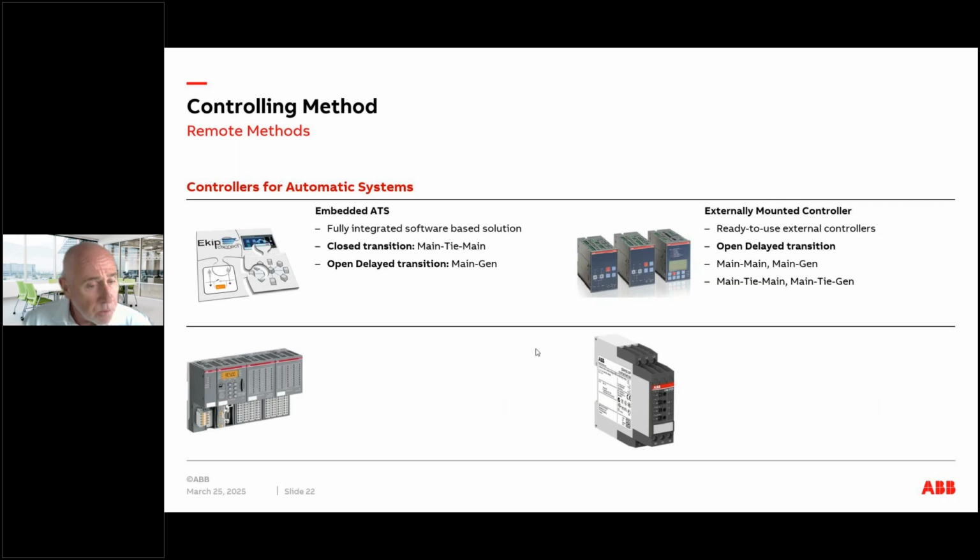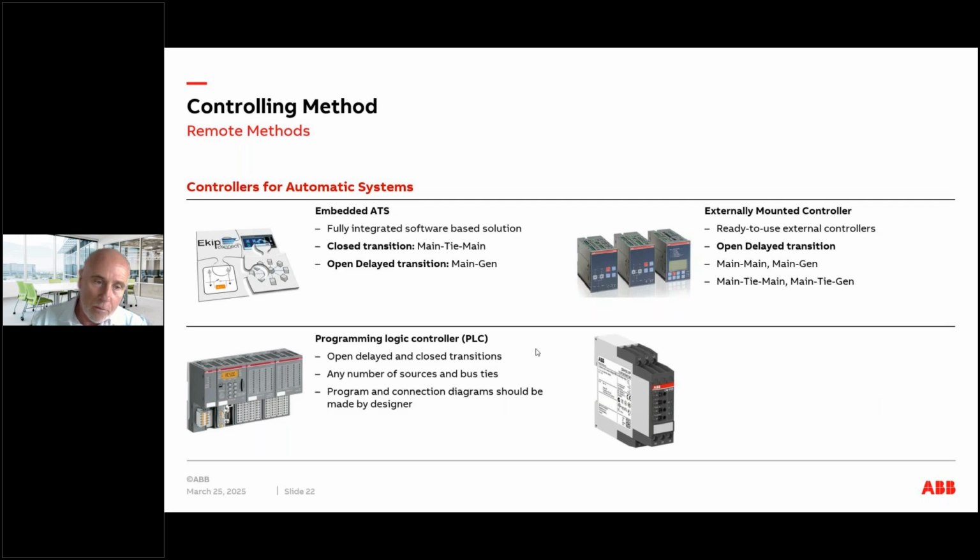There are occasions where the matrix of switching combinations is too complex for the embedded situation and the externally mounted controller. So then you probably revert to a PLC control, obviously, because the limitation is set by the software, which pretty much is limitless, because you can now program the combinations to any combination that exceeds the first 2 options.